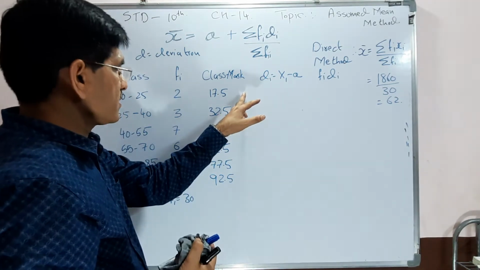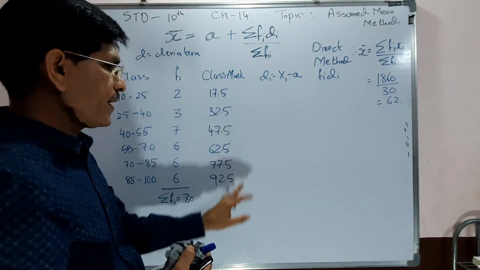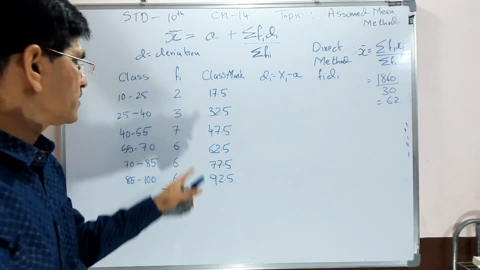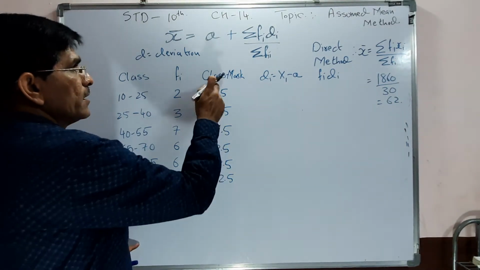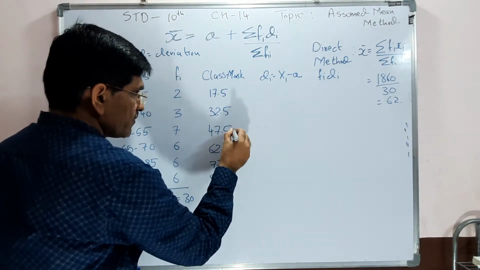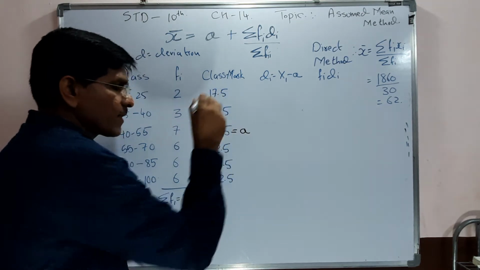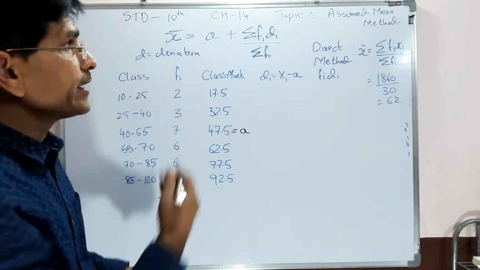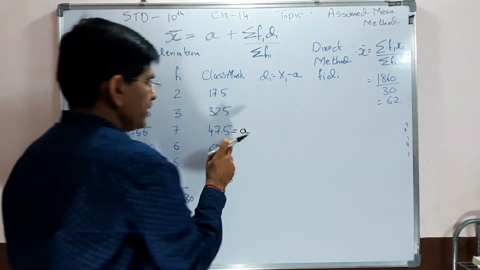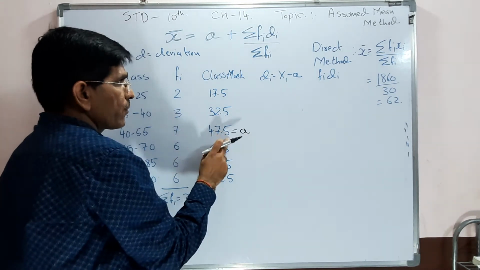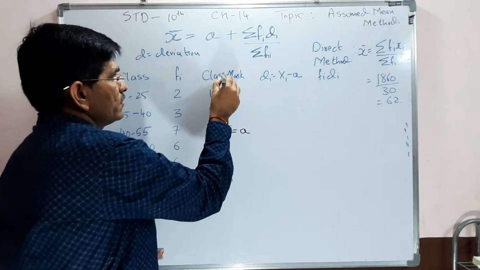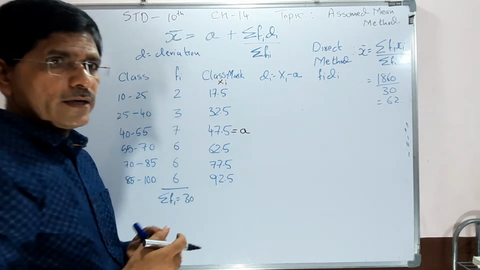But here the 6 observations are 1, 2, 3, 4, 5 and 6. So 6 divided by 2, that is 3. So the class mark of the third we can take as the assumed mean A. Let me assume that A is equal to 47.5. Here these are all the xi, we know.